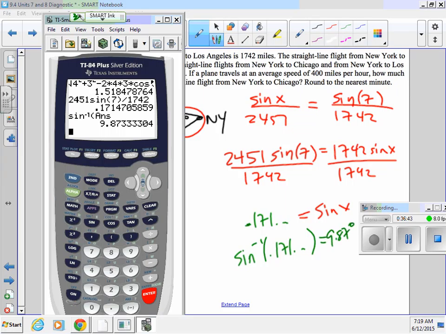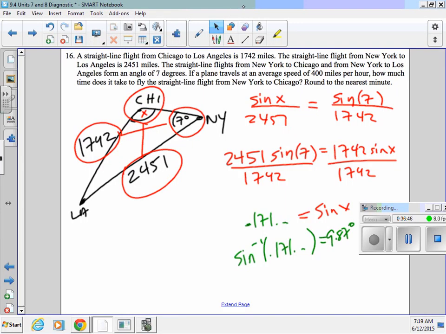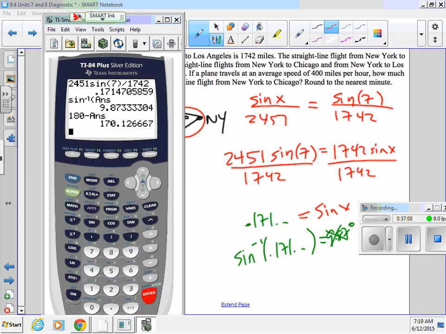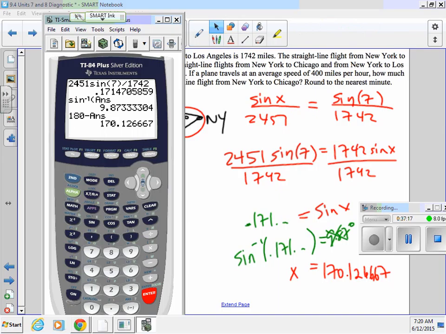9.87 degrees. Now, I hope you realize that's an absurd angle, because Chicago is opposite the largest route. So that can't be 9 degrees. That would leave, for the LA angle, like 160 degrees or so. So this is the wrong angle. I had to subtract from 180 to get the right angle, because this is an ambiguous case, but I know a little more about the context. So I know that angle has to be 170, so x has to be 170.126667 degrees. Okay, so now I have that angle.